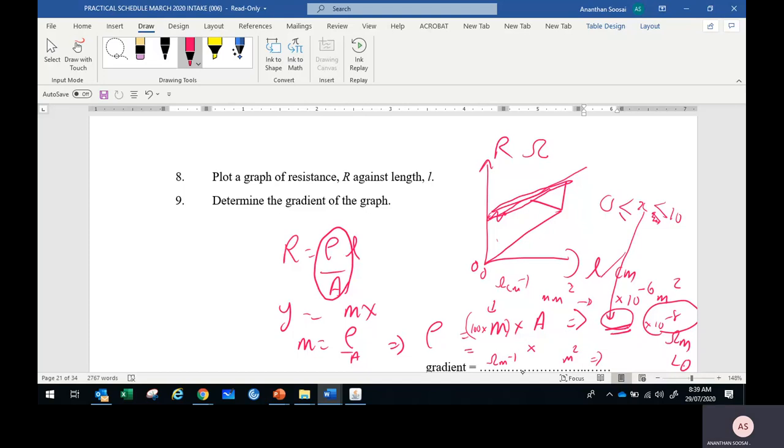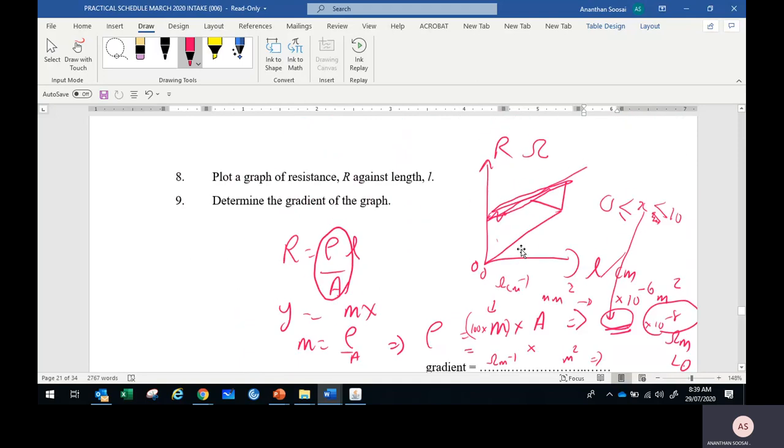The problem is the massive conversion in between. We have to be very careful. Conversion not only affects practical, it affects all the papers in physics. Okay, every question, there will be a conversion. So you must be very good in converting millimeter to meter, millimeter squared to meter squared, and so on. Okay, so let's move on.